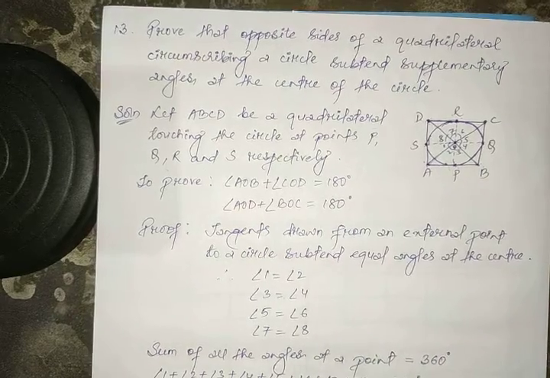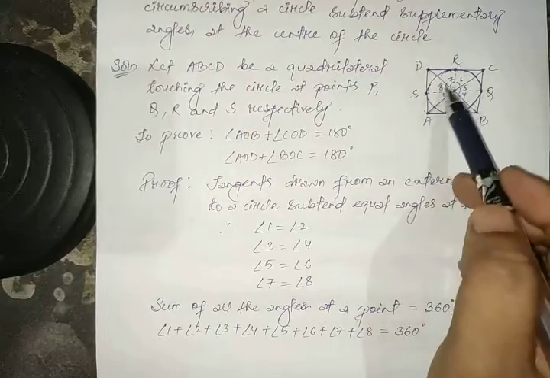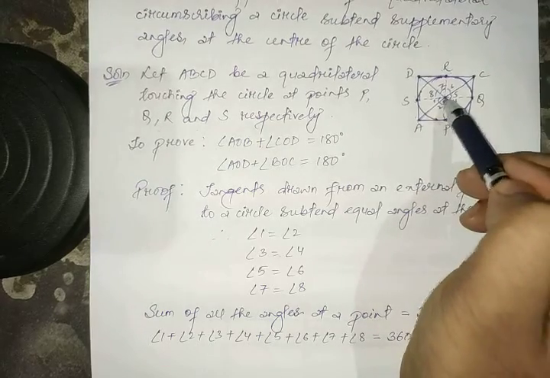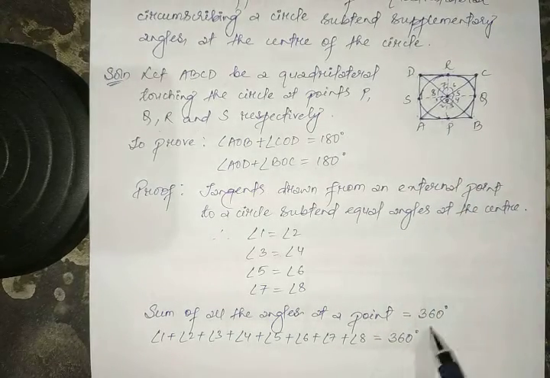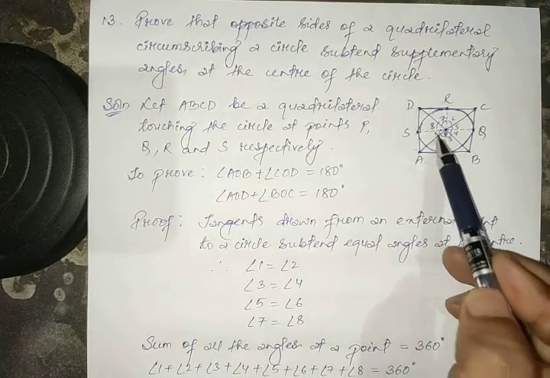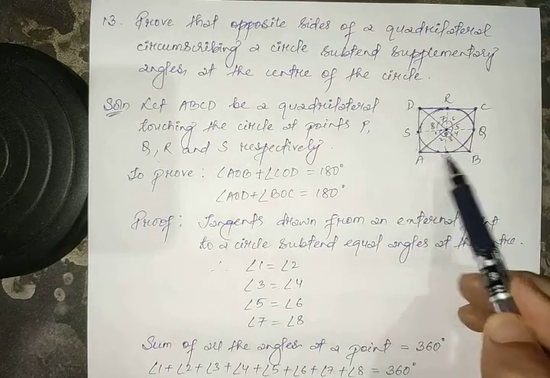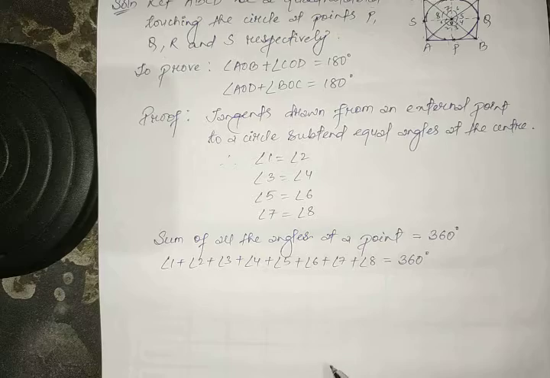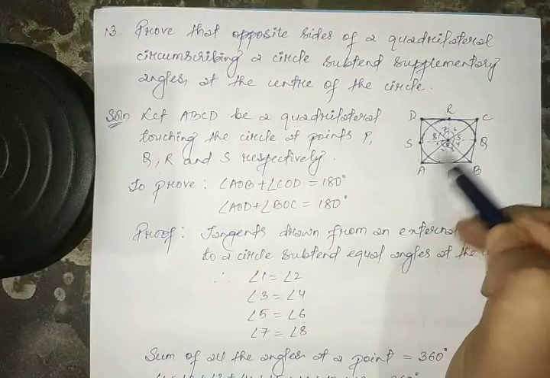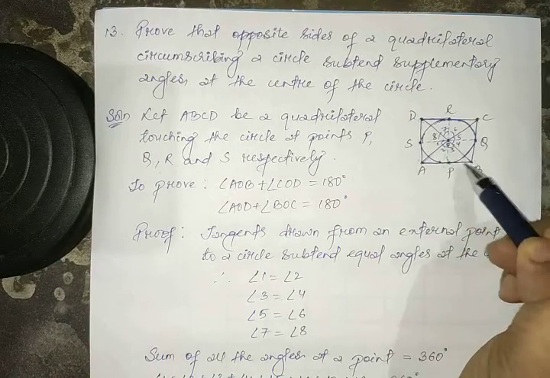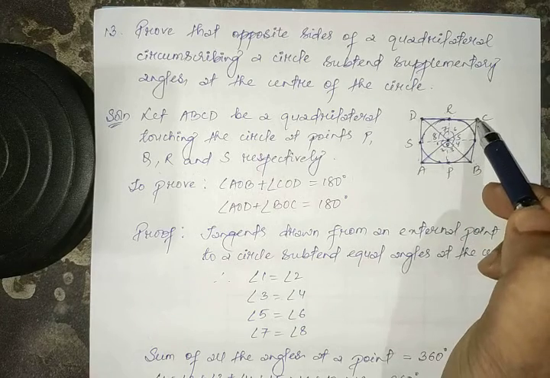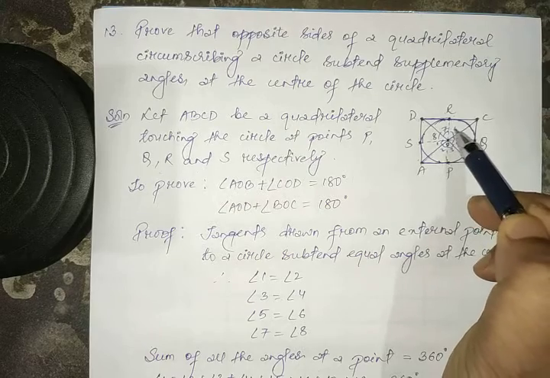Now you see this is a quadrilateral, so the sum of all the angles at a point is 360 degrees. If you add all these angles, you get 360 degrees. The angles are angle 1 plus angle 2, 3, 4, 5, and so on. If we add all the 8 angles, the sum is equal to 360 degrees. Now what do we have to prove? Angle AOB plus COD. In angle AOB we have angle 2 and angle 3, and in angle COD we have angles 6 and 7.